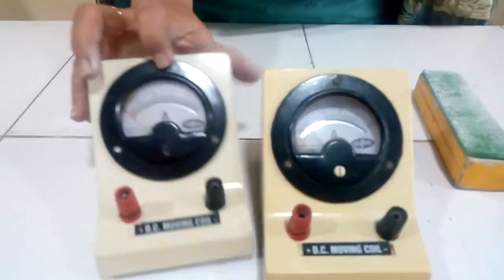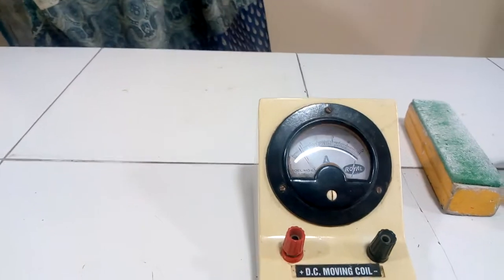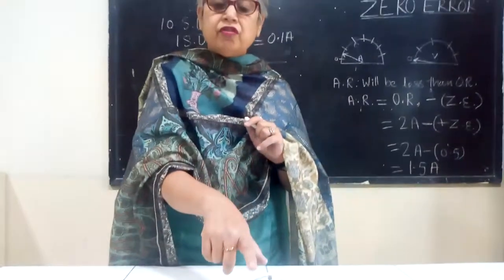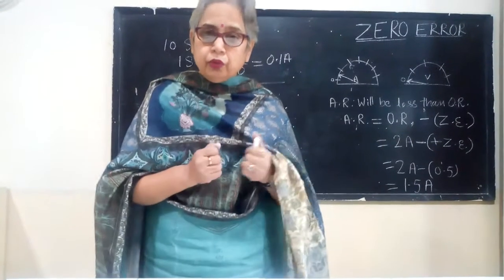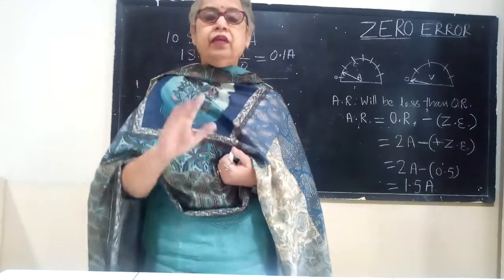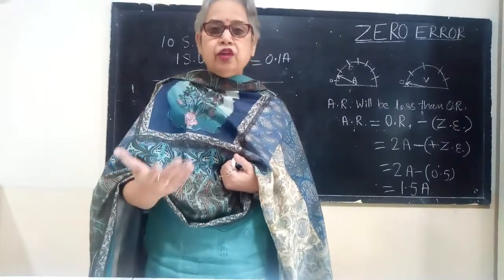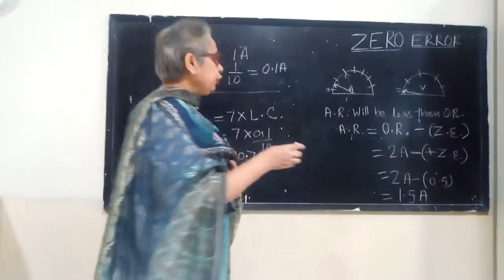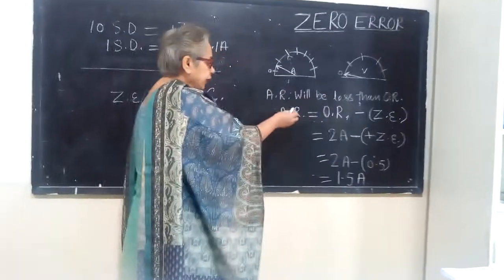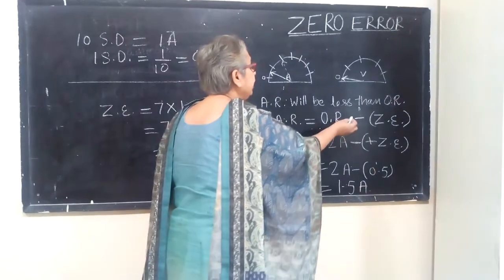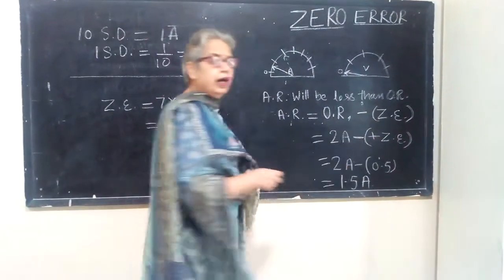Now, if you do not have a correct ammeter, you have only this ammeter with a zero error. Now, what will you do? So, there is no problem. You can find the zero error and you can remove the error from your actual reading by using the formula that actual reading is equal to observed reading minus zero error.